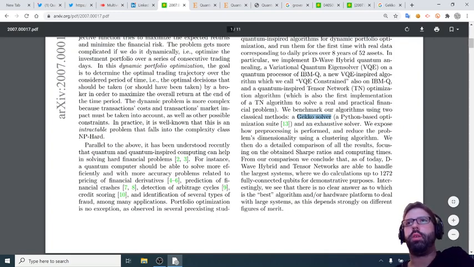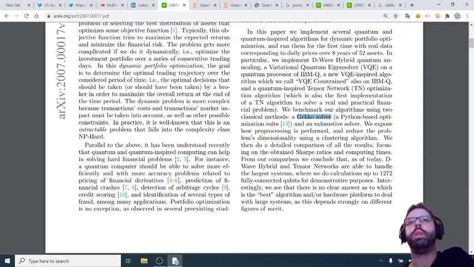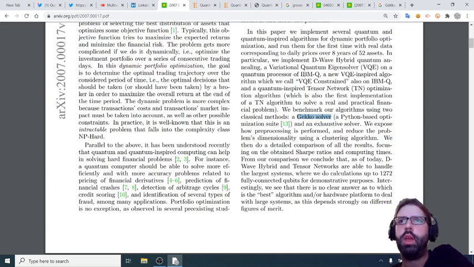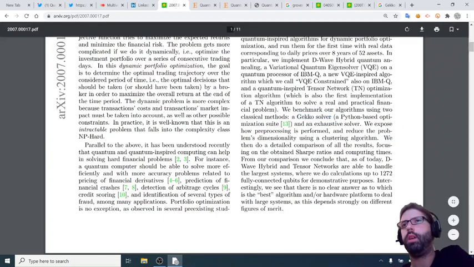An exhaustive solver. We expose how preprocessing is performed and reduce the problem's dimensionality using a clustering algorithm. We then do a detailed comparison of all the results, focusing on the obtained Sharpe ratios and computing times. From our comparison, we conclude that as of today, D-Wave hybrid and tensor networks are able to handle the largest systems, where the calculations go up to blah, blah, blah. Interestingly, we see that there's no clear answer as to which is the best algorithm or how to deal with large systems, as this depends strongly on different figures of merit.